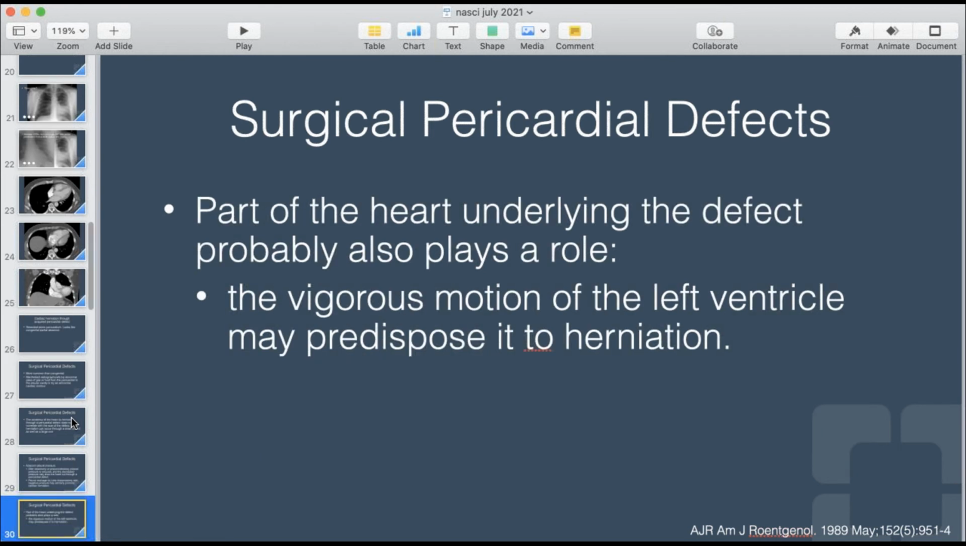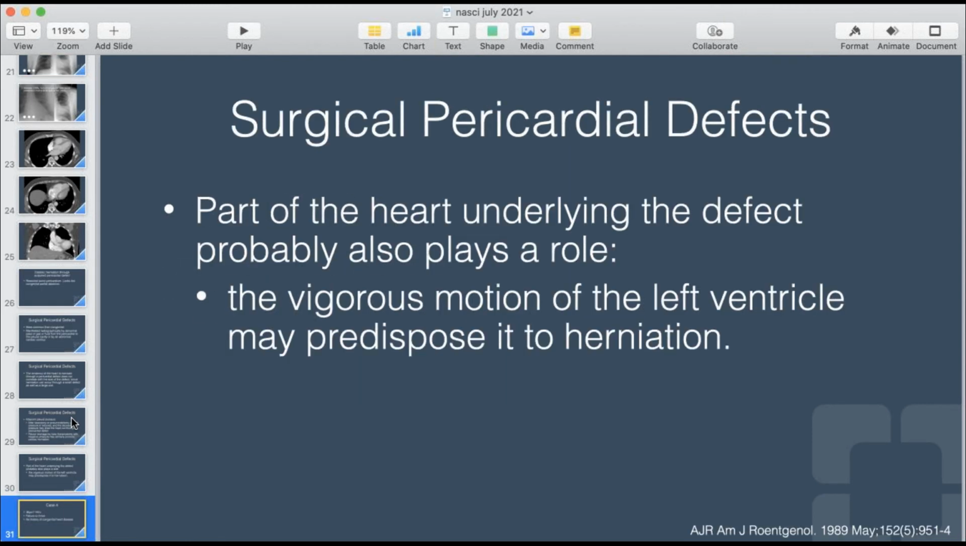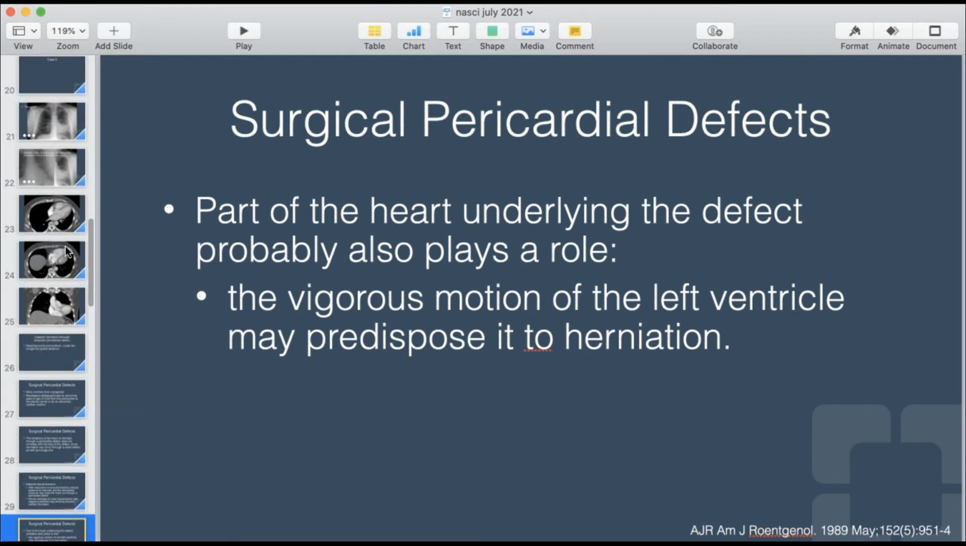I agree with whoever said herniation through the pericardial defect, of the wound, of the repair. Yeah, that was Dr. Alegria. Correct. So this is a case of acquired pericardial defect post-stabbing with heart herniating through it.